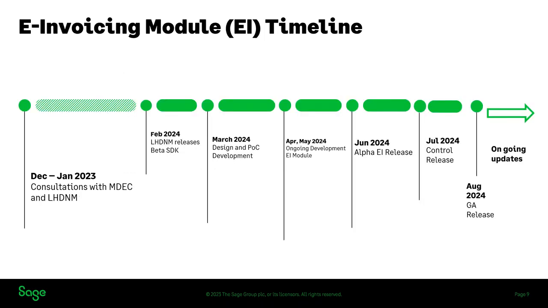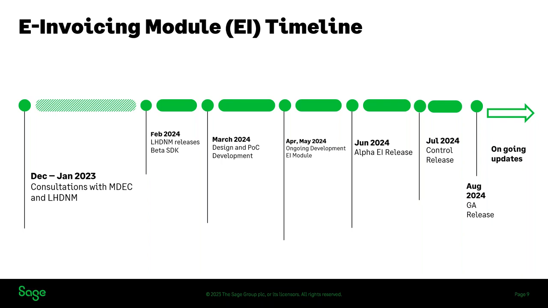Well, what does our timeline look like? We started this journey basically at the beginning of the year, in early December. There have been ongoing consultations with MDAC and LHDN as to what's going to be needed. It wasn't until the February timeframe that there was a set of documentation and an SDK available. So in March, we've been designing and working on proofs of concept for that. Okay, so we're in the April, May timeframe, with ongoing development in June.